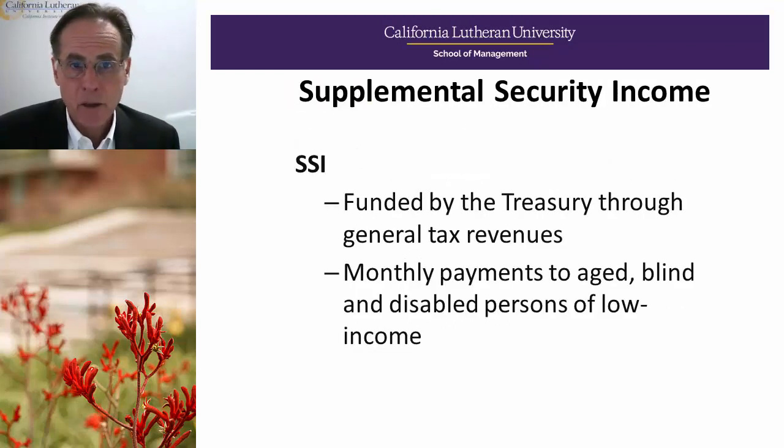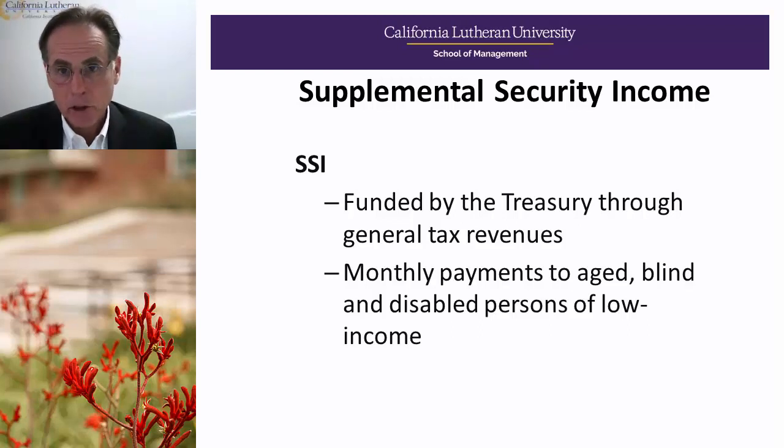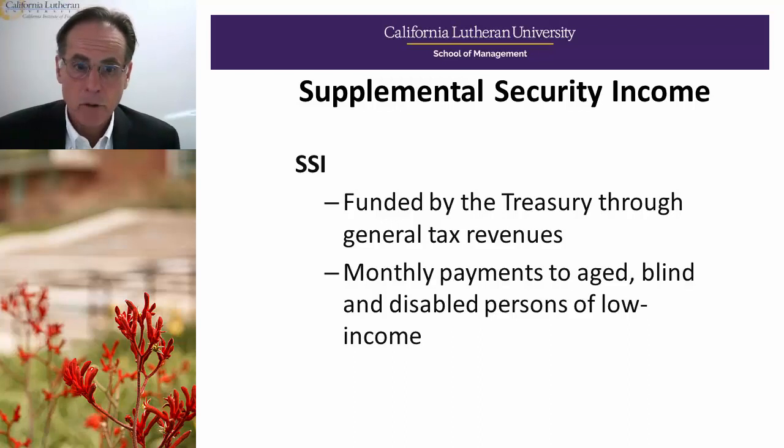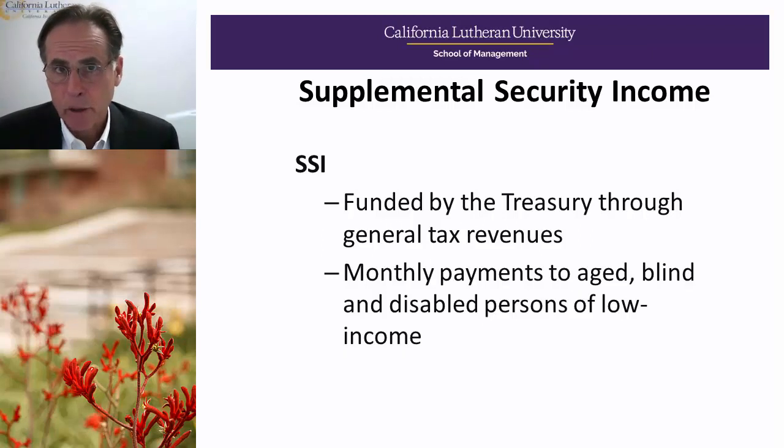Supplemental security income is another type of benefit. It's funded by the Treasury through general tax revenues. These supplemental security incomes are monthly payments to the aged, blind, and disabled persons in the very low income categories.